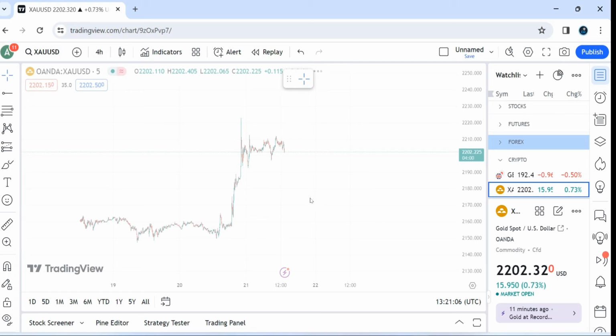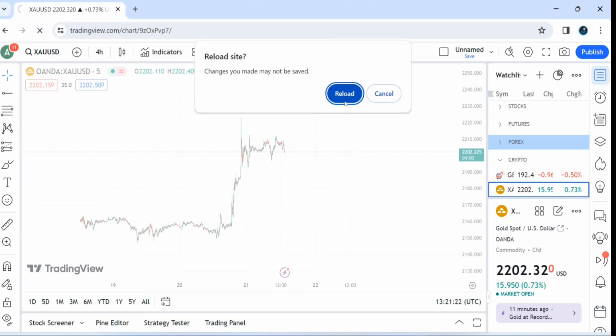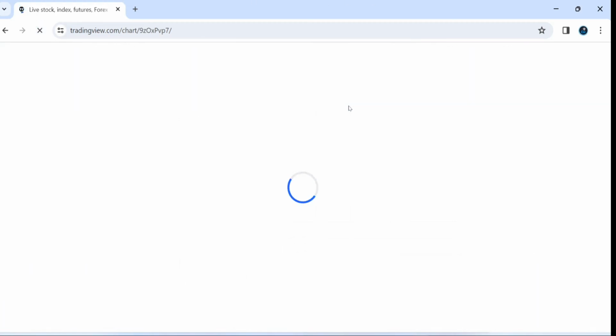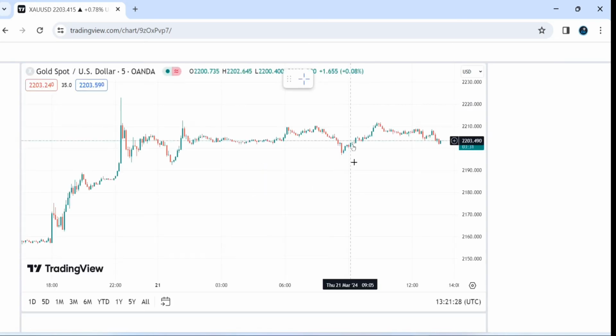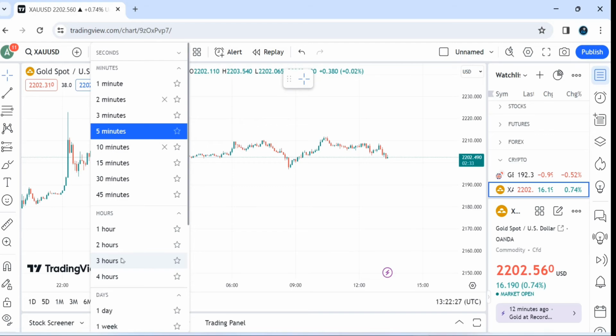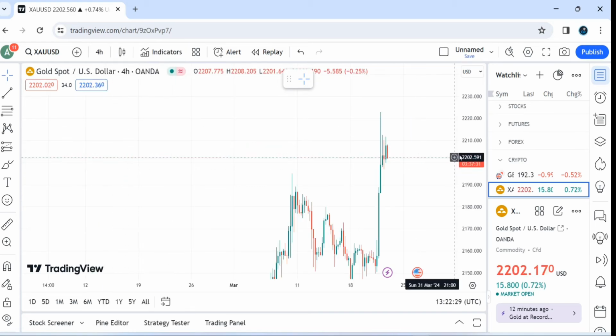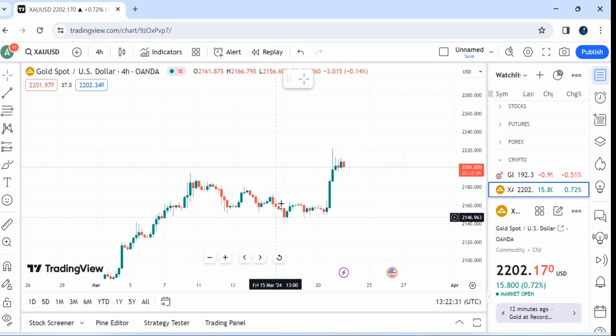We just gotta wait for the network to load properly. All right, I got to refresh now. Reload. All right, beautiful. And now we are straight to the 4 hours time frame to back test our strategy.